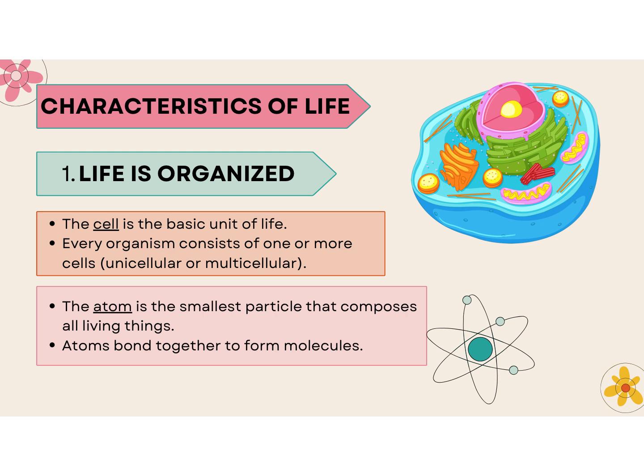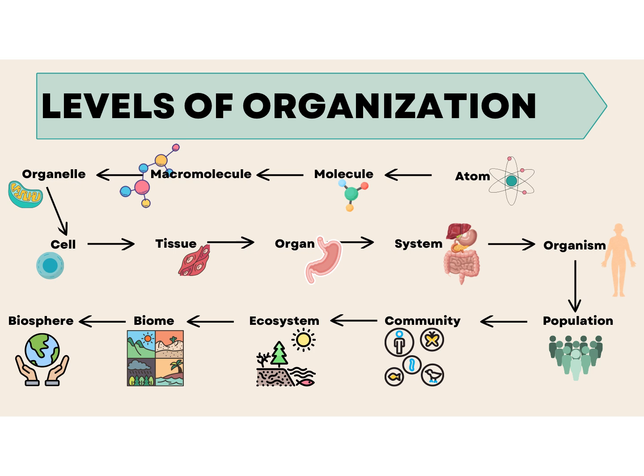Now, while the cell is the basic unit of life, we know that cells are made up of smaller components called organelles, and organelles are made up of even smaller components called molecules, and even smaller than that are atoms. So while the cell is the basic unit of life, the atom is the smallest particle of all matter, of all living and non-living things. Atoms will then bond together to form molecules.